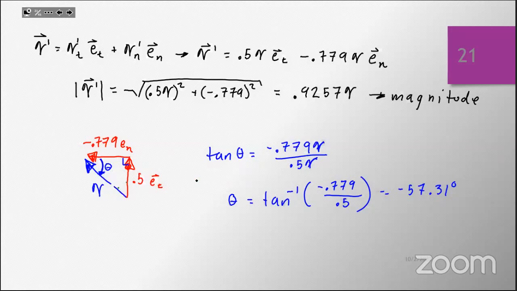Tangent of theta is the angle from this horizontal, negative 0.779 in this direction, right? That's why it's negative, because it's coming clockwise. Right? So for angles, remember, we got first, second, third, and fourth quadrant. Positive 90 degrees goes this way. Anything that goes the opposite way is going to be negative.